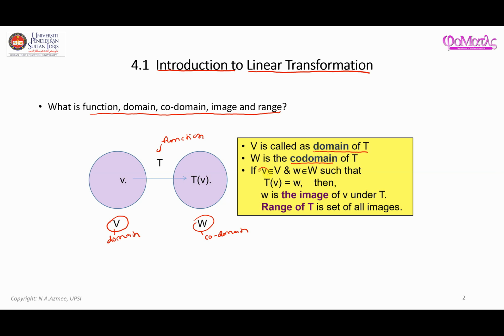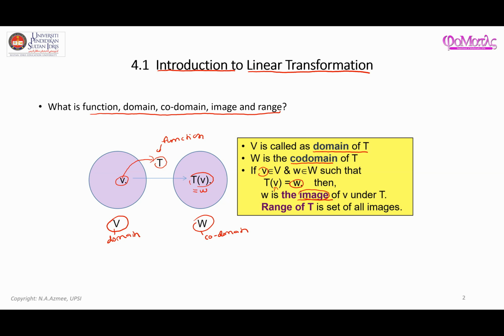Notice that we have a small v inside the big V. So small v here is an element of V. When you consider this as an input to the function T, you will get a specific result, and we call this result W. The result has a specific name: we call it the image of V under T. This small w is the image of V under this transformation T.